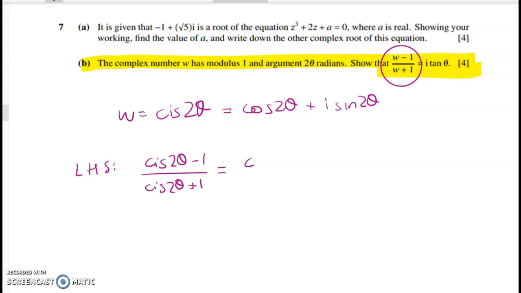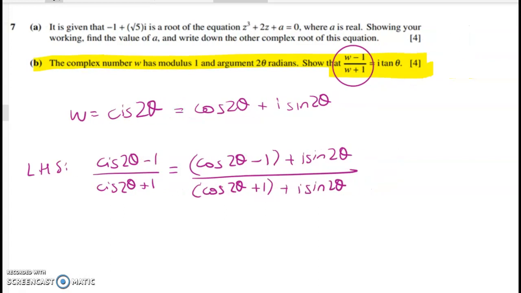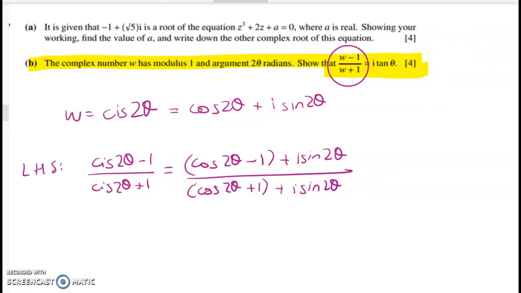So substituting in, we get cos of 2 theta. I'll do the take away 1 now. So cos of 2 theta minus 1 plus i sine of 2 theta divided by cos of 2 theta plus 1 plus i sine of 2 theta. I haven't finished marking yet, but I think most of you probably have gone from here and gone times the conjugate over the conjugate, right? But I'll come back to that method.